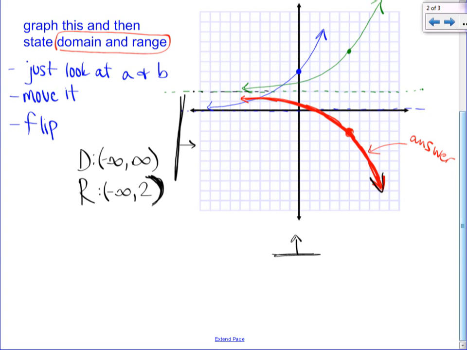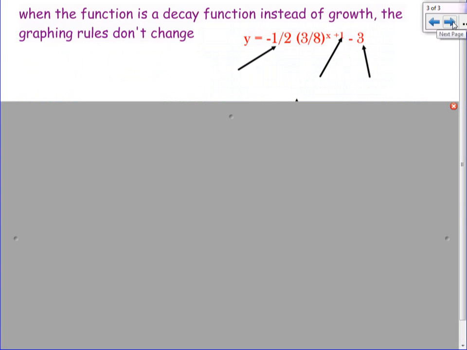Now, why do we have a round parenthesis on 2? It's never going to touch 2. It's going to get closer and closer and closer to 2, but it will never touch it. Okay, so we're not including 2 in our answer for the range. Questions there? Okay, let's try one last one right here.